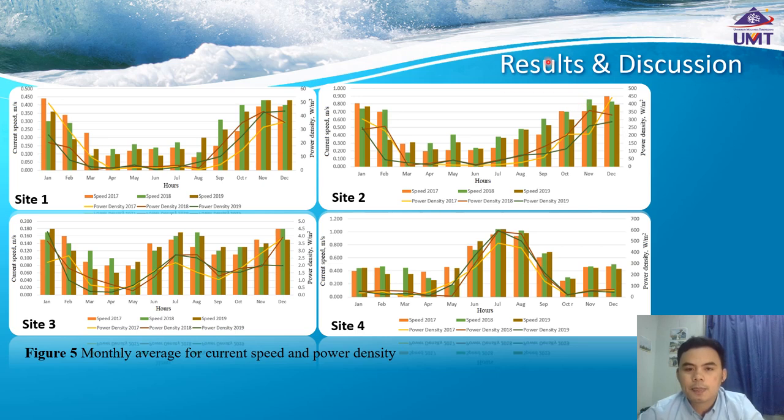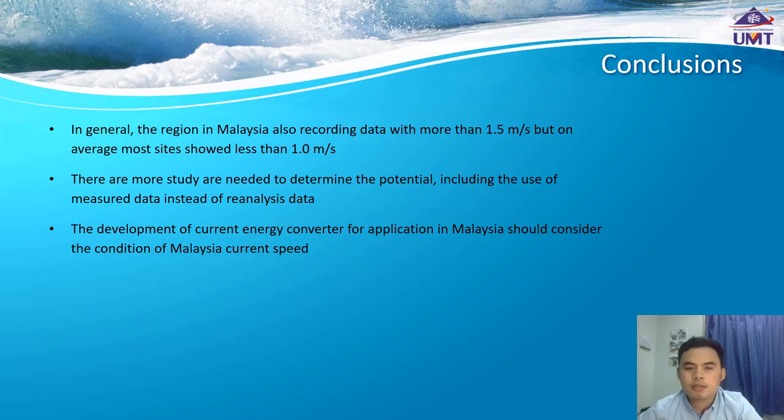0.86 meter per second. For conclusion, this work is based on a preliminary statistical evaluation of the current velocity, current speed characteristics, and power density at four selected sites in Malaysia. The objective of this research is to make a preliminary evaluation of the potential of marine current in Malaysia, and to identify the most suitable site for the development of current energy. In general, some regions in Malaysia also record data of more than 1.5 meter per second, but on average, most sites show less than 1.0 meter per second. As I mentioned before, 1.5 meter per second is a significant value to operate the current energy converter.